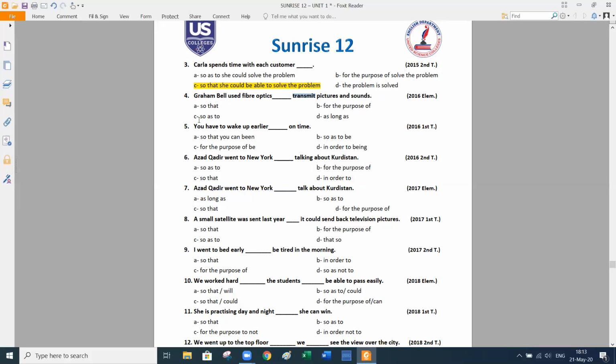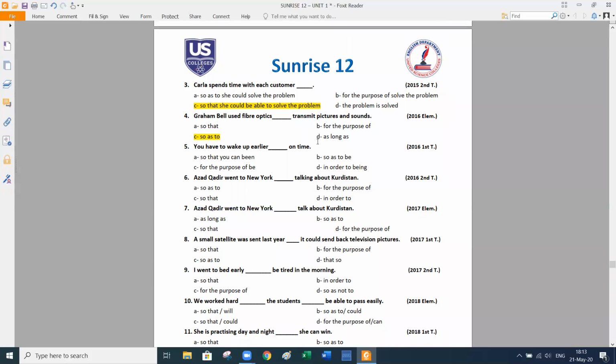And C says, so as to transmit. So as to, verb 1. So this is correct. It makes sense. It seems to be correct. But let me look at D as well. As long as transmit. No, we don't use this structure. We use it for time expressions. As long as is used for referring to time. And we can use it in conditional sentences.